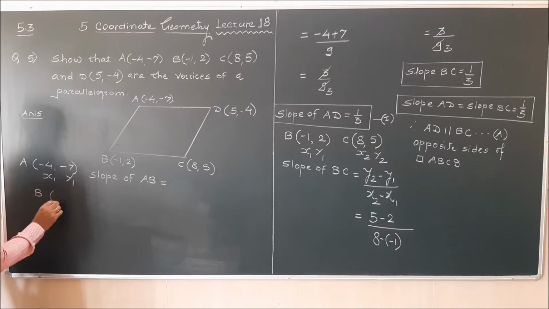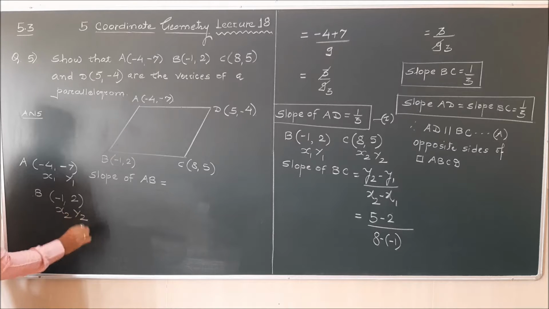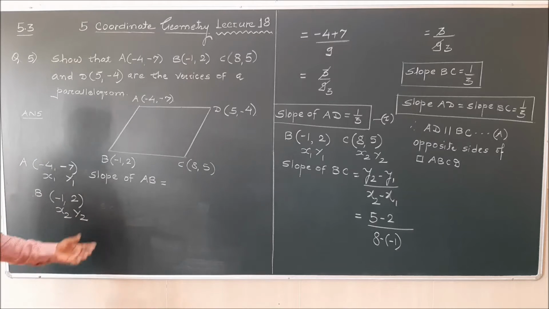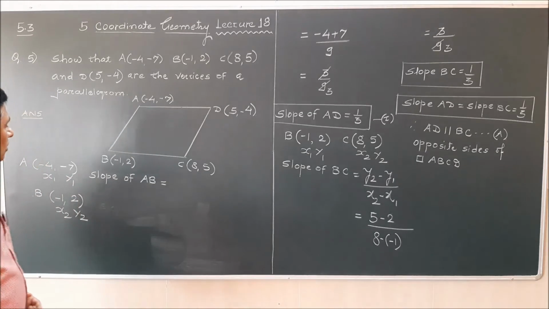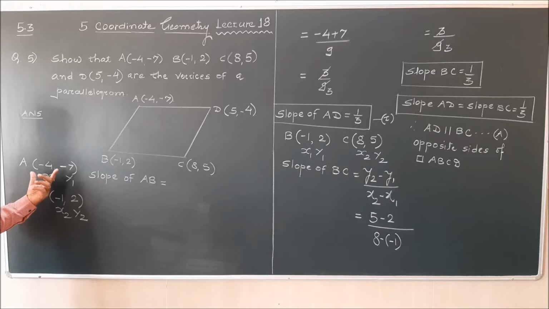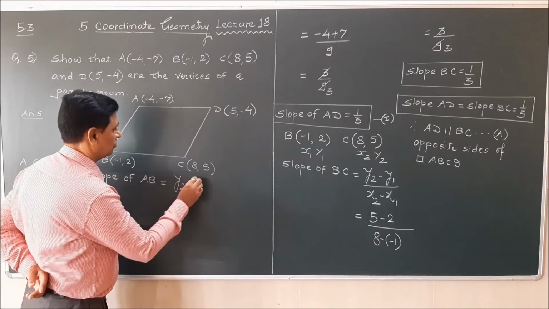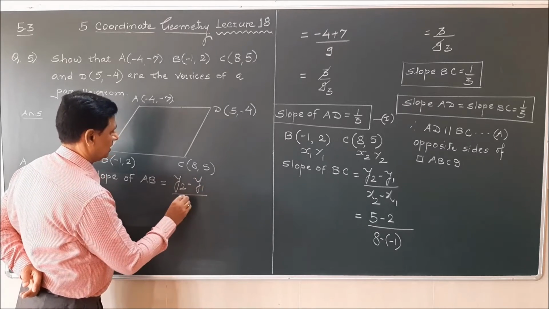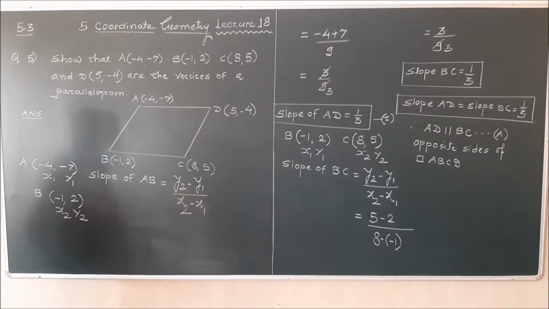Coordinates of B, minus 1, comma 2 as x2, y2. While finding out the slope of A, the formula is the same, y2 minus y1 upon x2 minus x1. So I label the coordinates of A as x1, y1, and I also label the coordinates of B as x2, y2. Now by the formula, since we all know, y2 minus y1 upon x2 minus x1. Now simply I have to substitute the values.